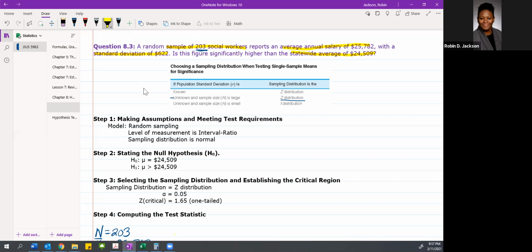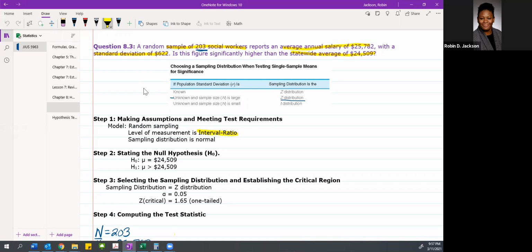And of course, the sampling distribution is normal. When you're writing up the problems, most of this information is going to typically be the same. The one that you have to pay close attention to for step one is interval ratio. Because if you have something that's dealing with proportions, if you're doing a hypothesis test for proportion, it's not going to be interval ratio. Okay.